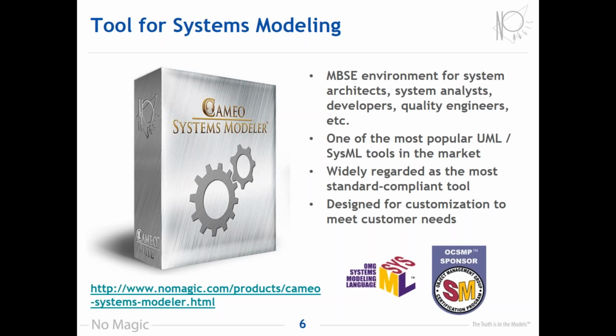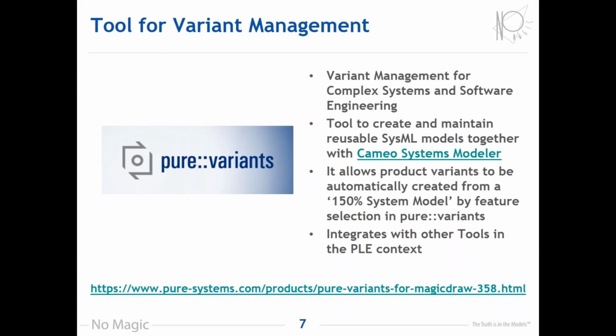Today we'll be using for the demonstration, of course, the Cameo Systems Modeler, which is essentially MagicDraw with Cameo Simulation Toolkit and SysML plugin in a bundle. The other tool we'll use today is by Pure Systems. It's called Pure Variants, and it's variant management software for complex systems and software engineering. It's worth noting here that Pure Variants and Cameo Systems Modeler can be used not only for systems engineering, but also for software engineering, UML, and other modeling domains that are supported by MagicDraw.